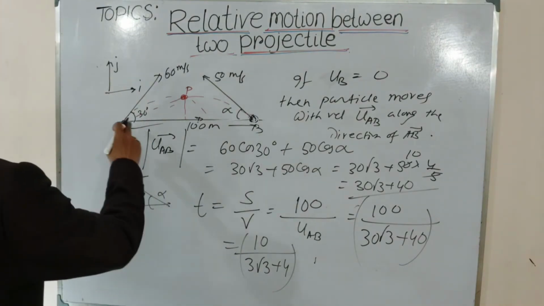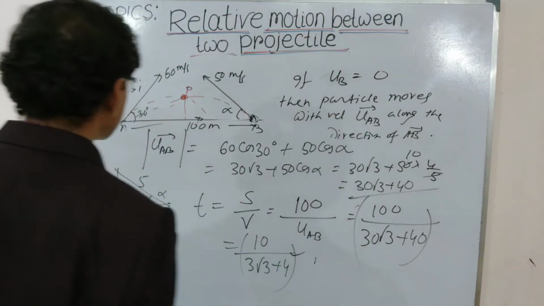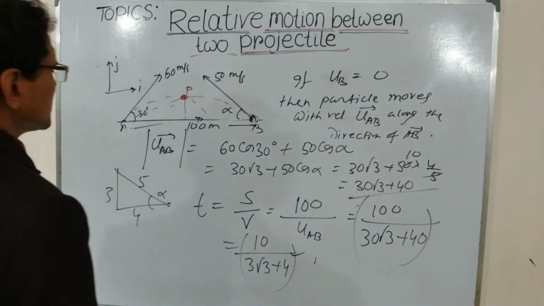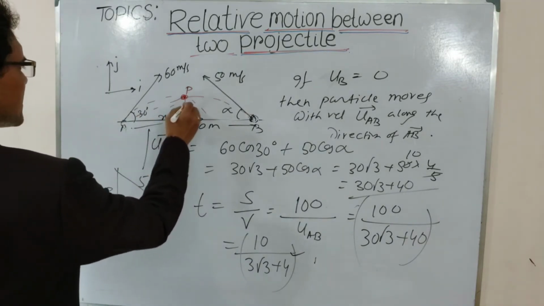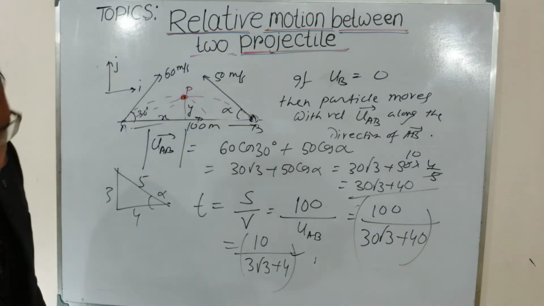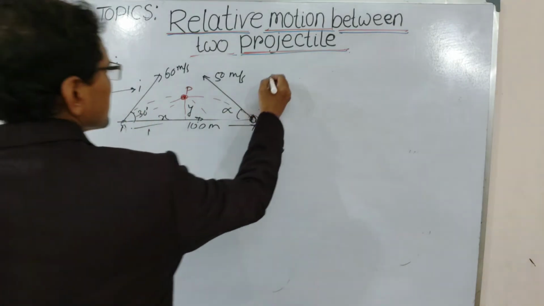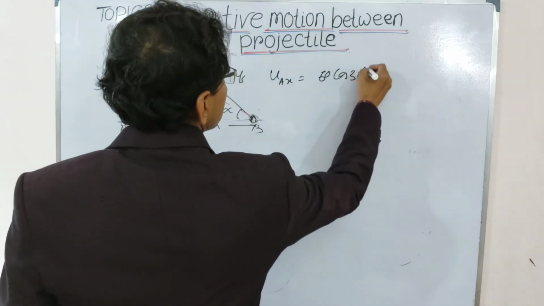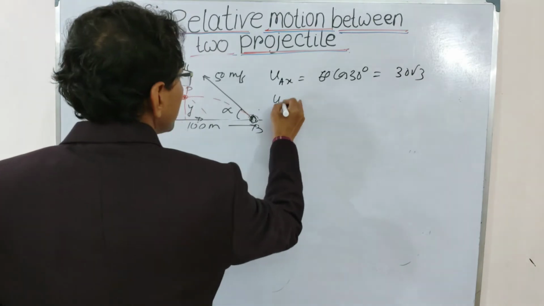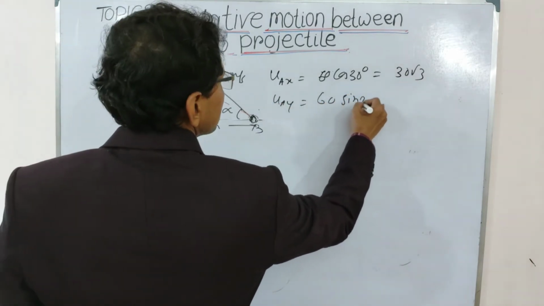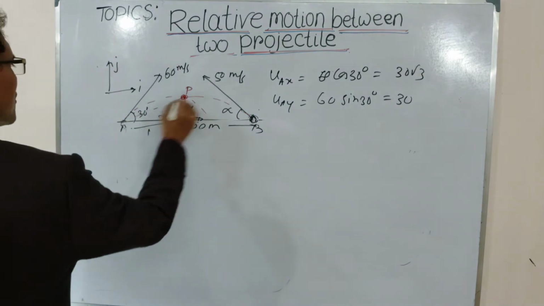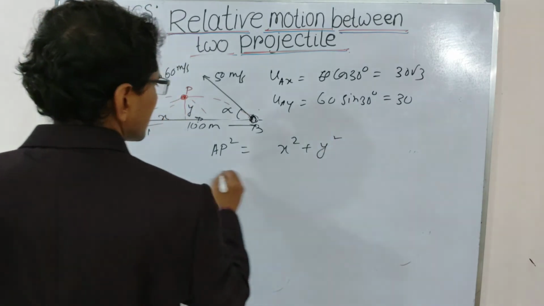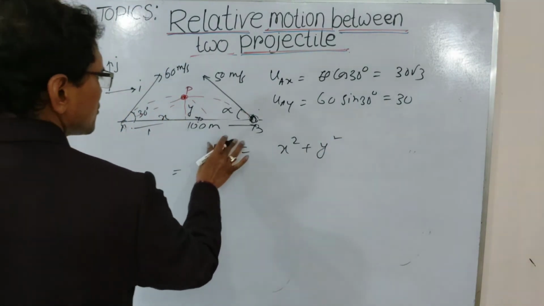Now what is the distance of AB? At that time, the distance moved by particle A is the distance. So the particle collides here, X and Y. So what is the distance AP? B is 0. Now UAX equal to 60 cos 30 degree, 30 root 3, and UAY equal to 60 sin 30 degree, that is 30. So the distance of AP squared, which is X squared plus Y squared, AP equal to root over this.